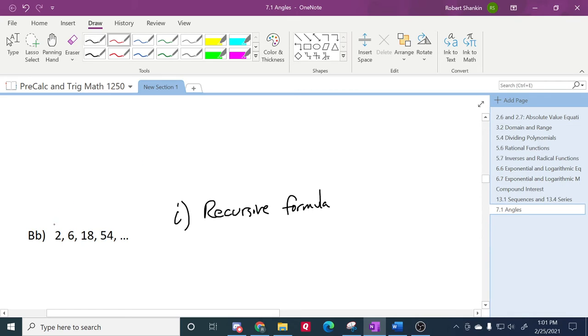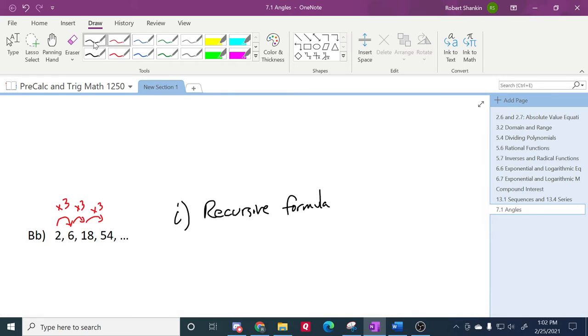Alright, so I can think of that I get from here to here by adding 4. But that doesn't get me to the next one. So I try something different. Let's say I multiply by 3. Well, that works. Multiply by 3 again, and then multiply by 3, that always works.